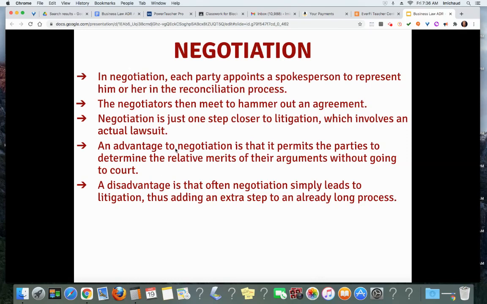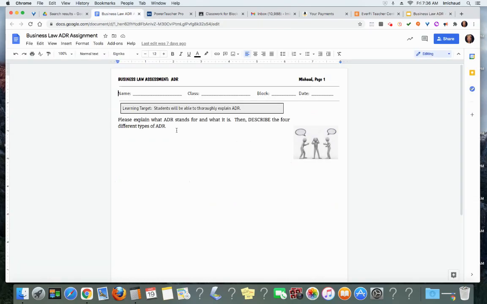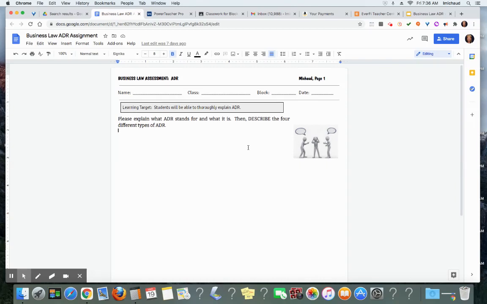So this is some background information. Feel free to do more research. What you need to do is go onto Google Classroom and find the ADR assignment and open that up. And then thoroughly explain what it is. So please explain what ADR is, what it stands for and what it is, and then describe 4 types of ADR. That does not mean list. That means describe. So be thorough in your response and give some examples, what you learned on the video, and any additional research that you want to add in.